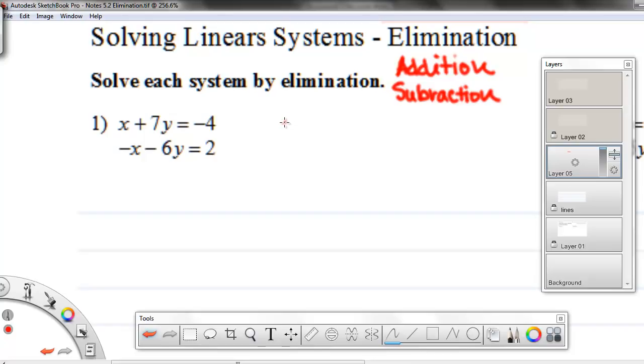Like a 2x, and we wanted that 2x to go away. If it was positive, we would subtract it. If it was negative, we would add it. So this is kind of the same idea with just a different twist.